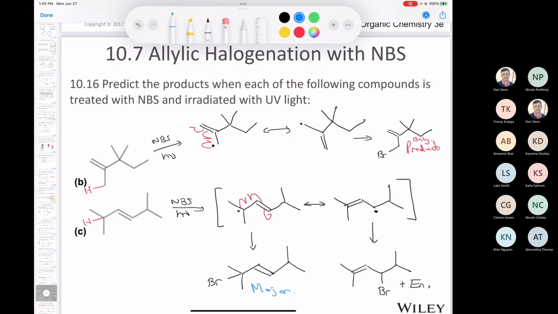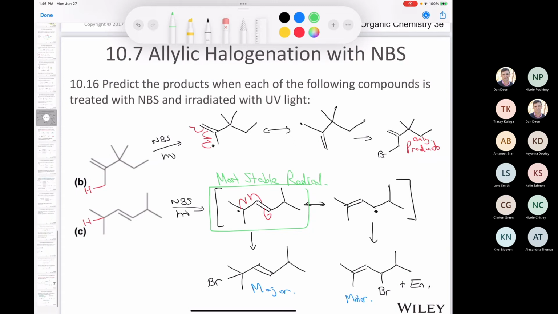Could anybody guess why I wrote that this one is the major product and the other one would be the minor products, I guess? The racemic mixture would be minor, but the other one would be major. Could anybody give me a very simple explanation why? It doesn't have to be complex, I can tell you that. Exactly. Yes. Clinton told me it's because this, I'll use the green pen, this is the most stable radical. And there you have it, my friends, allylic halogenation.